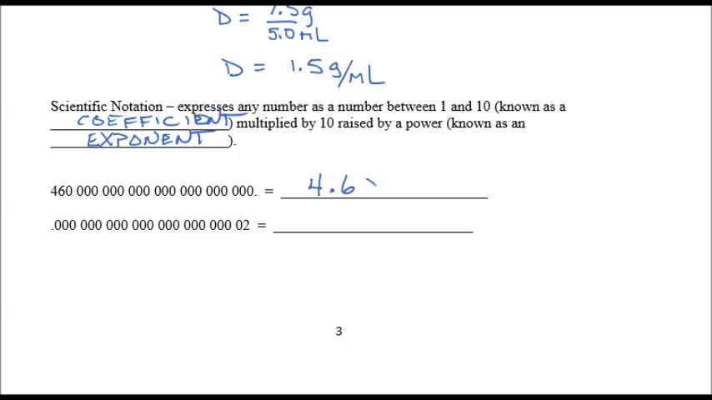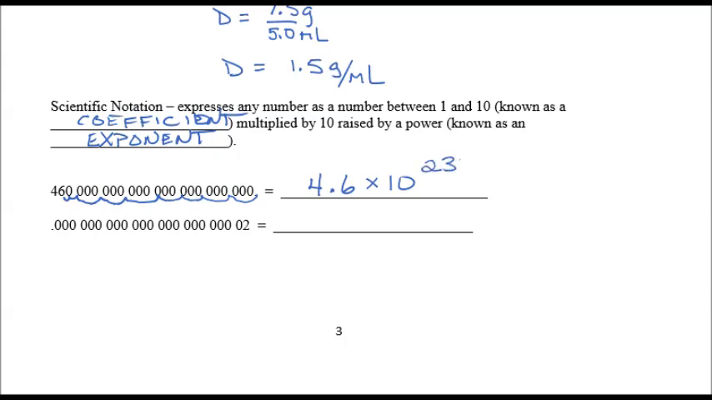Then we multiply it by 10 raised to how many places we had to move the decimal. So 3, 6, 9, 12, 15, 18, 21, 22, 23. So this is 4.6 times 10 to the 23.